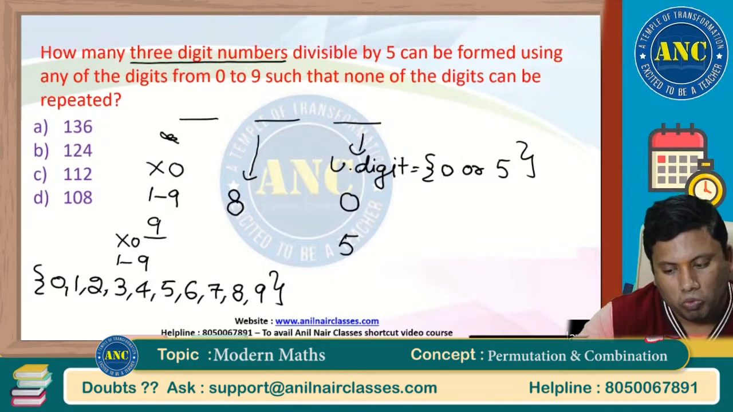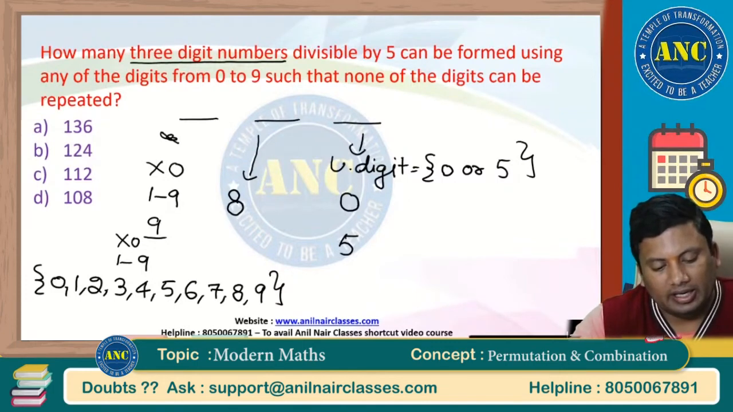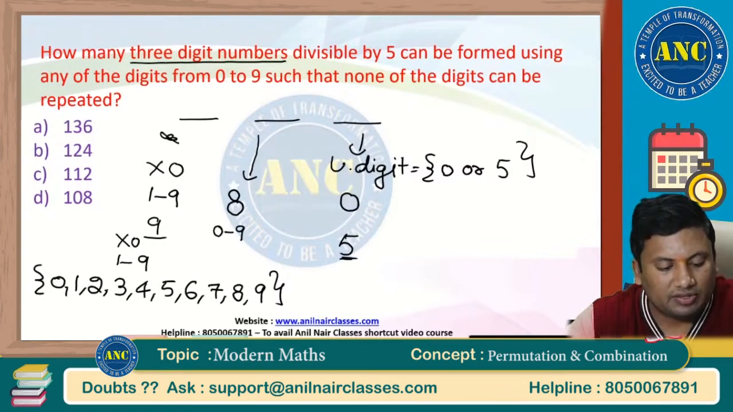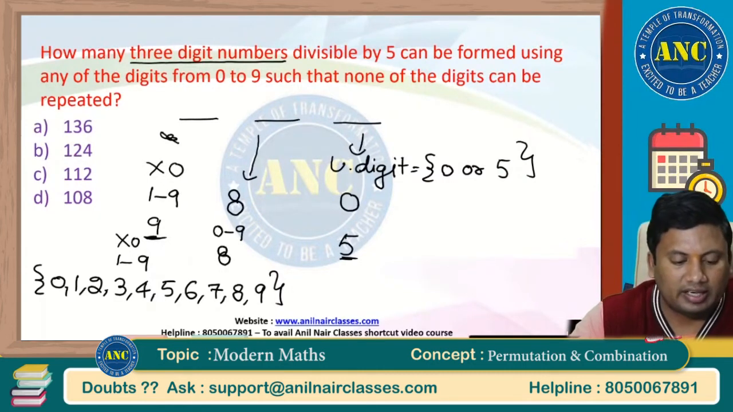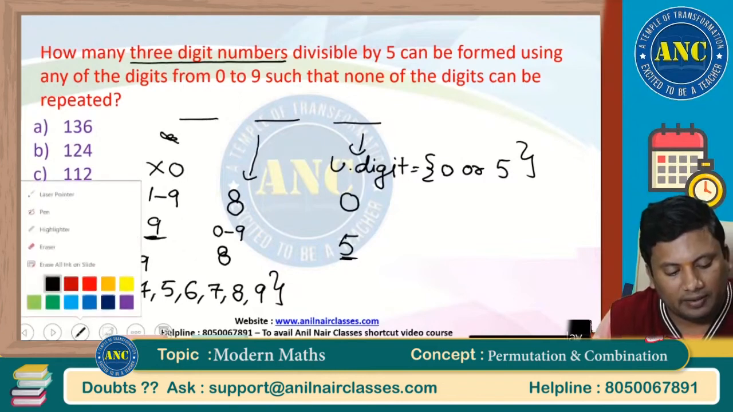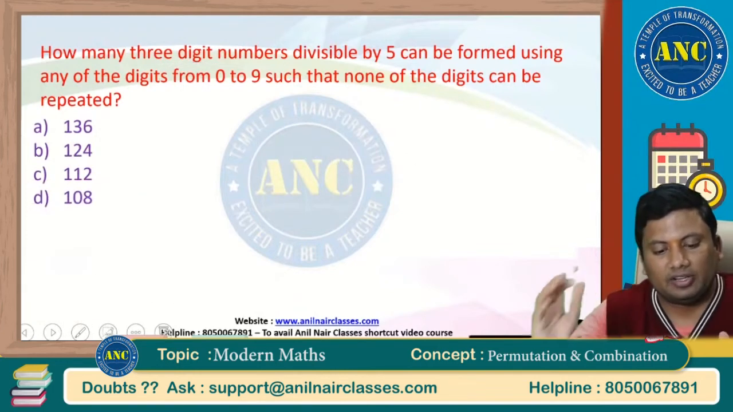Here it is out of 0 to 9. These two digits are fixed. So remaining it is 8. I hope it is clear, or otherwise I will solve it again neatly.